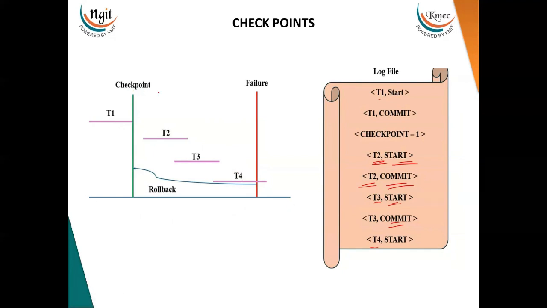If we had placed one more checkpoint after the completion of T2 commit and after the completion of T3 commit, and if there occurs a failure of T4, then in order to recover the state of T4, the operations made by T4 will be undone and the execution of T4 will be restarted again.